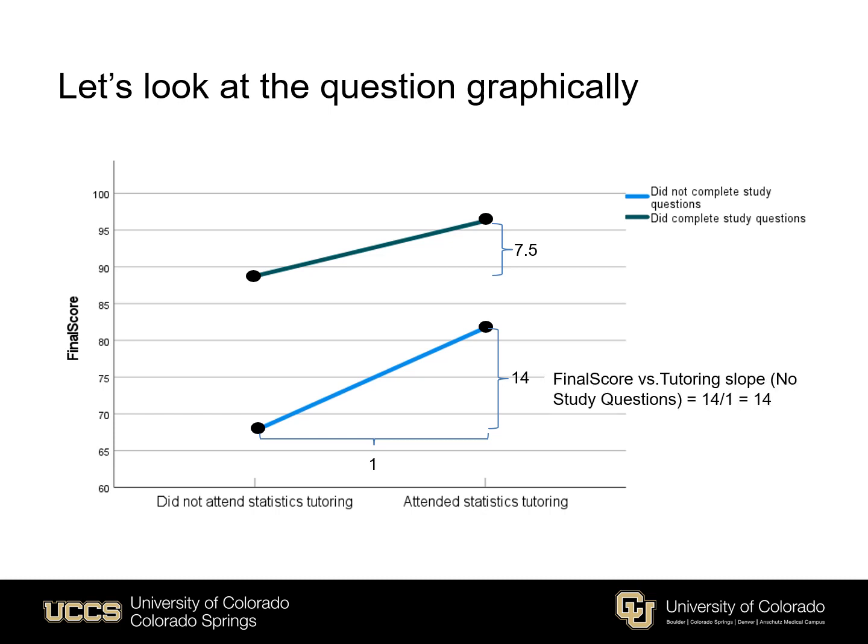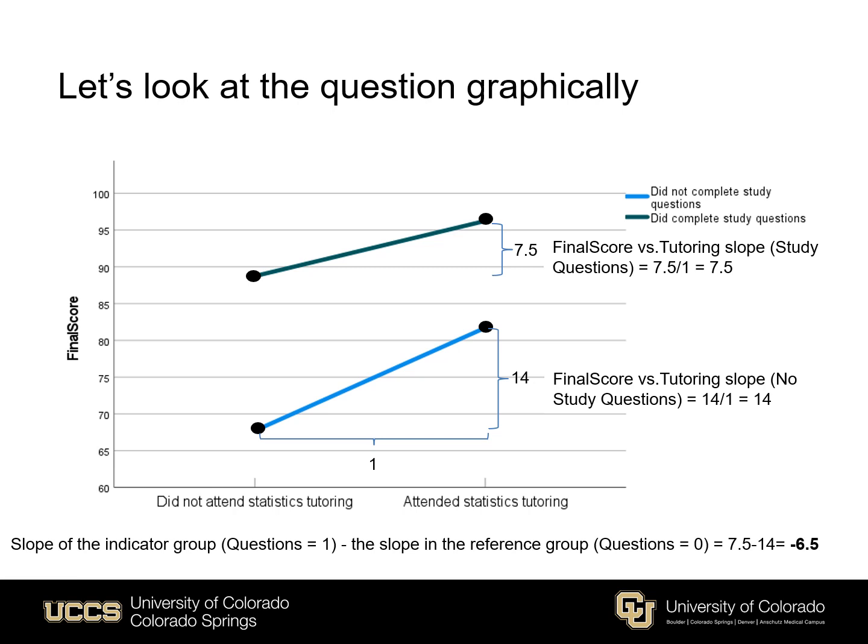So we can think of the blue line as the final score versus tutoring slope for the no study questions group. That slope is just going to be the rise of 14 over the run of 1, or a slope of 14. And similarly, the green line is the slope of final score versus tutoring for the group of students who did the study questions. That slope is a rise of 7.5 over a run of 1, or a slope of 7.5.